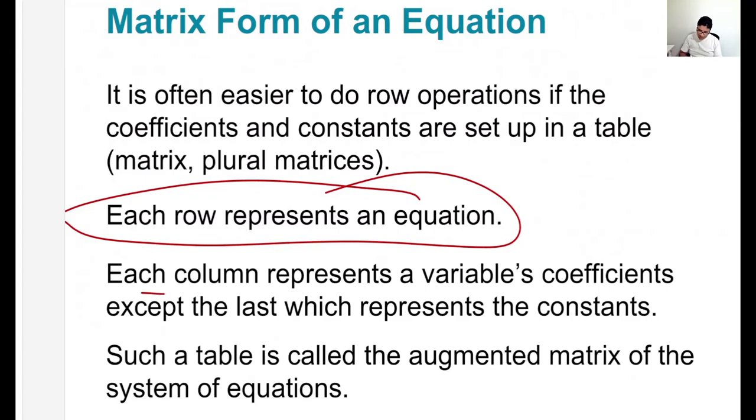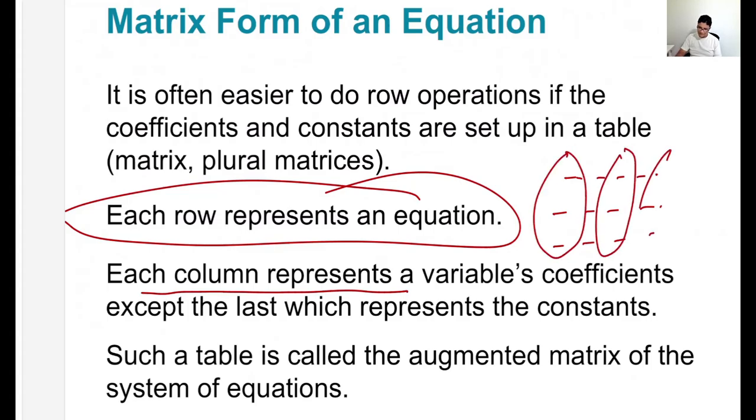Then what does each column represent? Now a matrix is a rectangular array. You have numbers written like that, but that will also create the columns, right? There is a first column, second column, third column. The column would represent the variable's position. Okay, so every column will correspond to one variable.